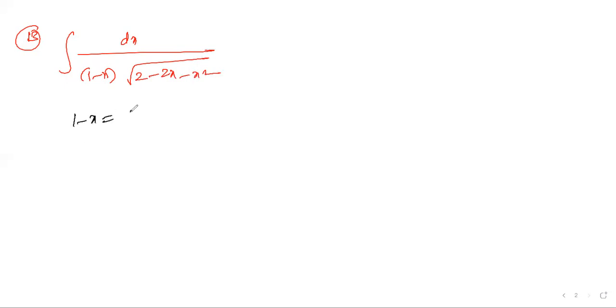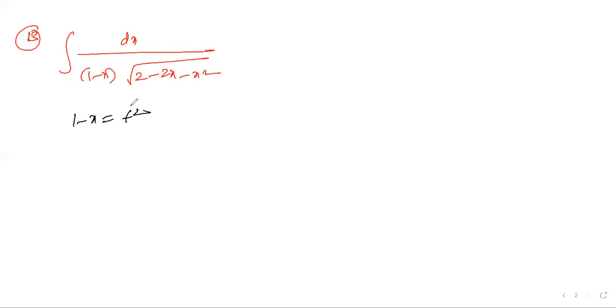Same question as the 6th one, sir. Only the plus and minus will change. So for this question, 1 minus x under root of 2 minus 2x minus x square, you can take 1 minus x is equal to t square, just like the sixth question.